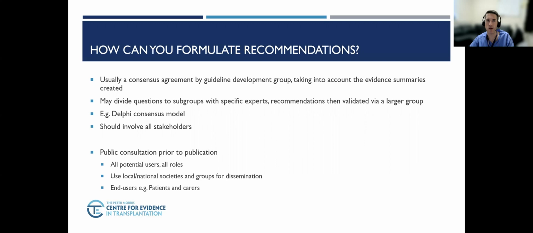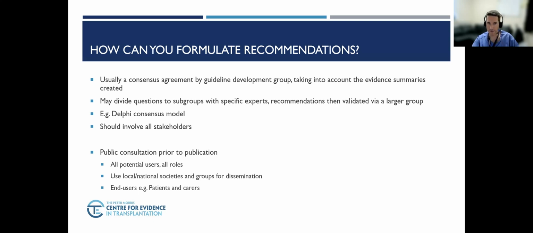In some cases, it might be useful to split your guideline development group up into smaller subgroups with particular expertise in a particular area to formulate recommendations for that particular section, and then report back to the development group as a whole as part of the consensus process for voting on whether those recommendations should make it into the final guideline.